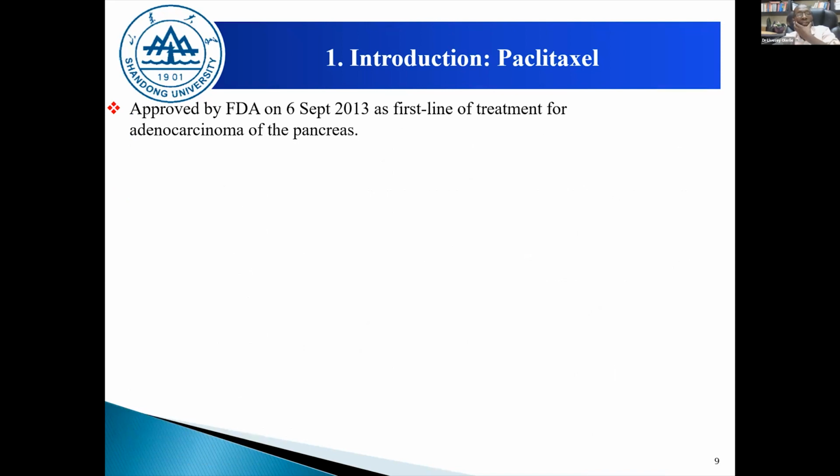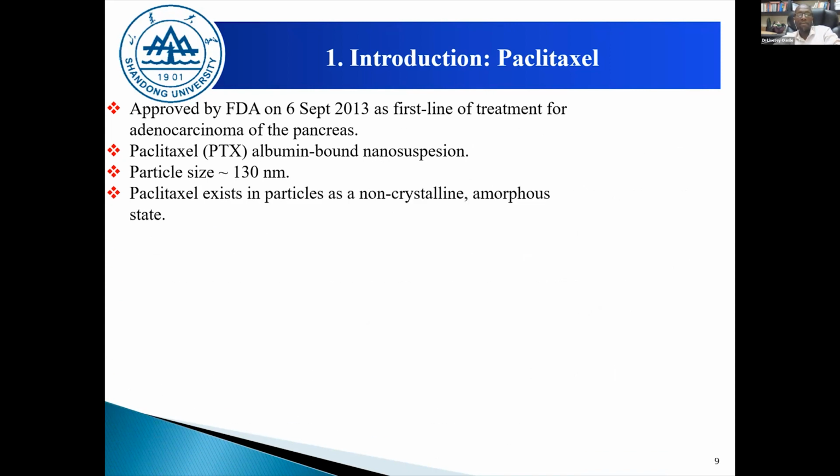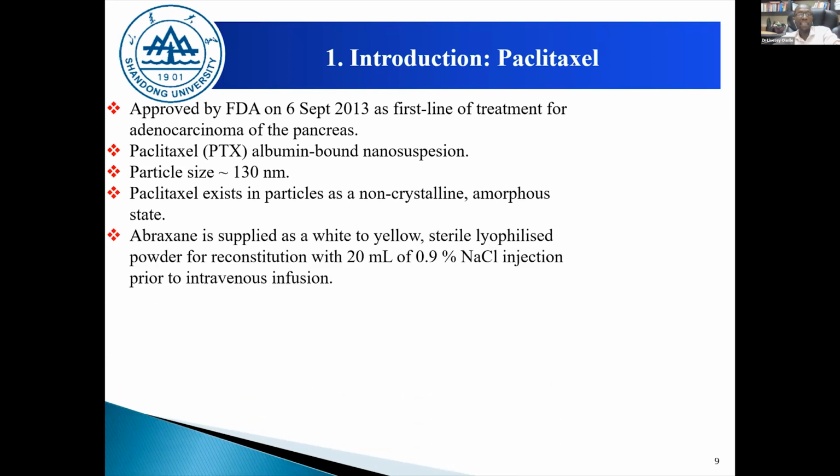FDA also approved in 2013 the first line of treatment for adenocarcinoma of the pancreas, the PTX, and we also have PTX albumin-bound nanoparticle suspension, which is common in health facilities. Particle size is 130 nanometer, and it exists in an amorphous state, so it's non-crystalline.